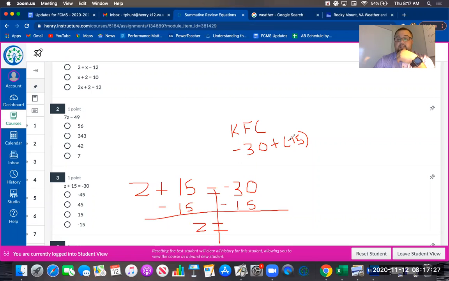So now, since it is adding integers, we can say same sign add, different sign subtract. Now, these are the same sign, so we're actually going to add those two. And since they are the same sign, also, we're going to keep that negative sign.